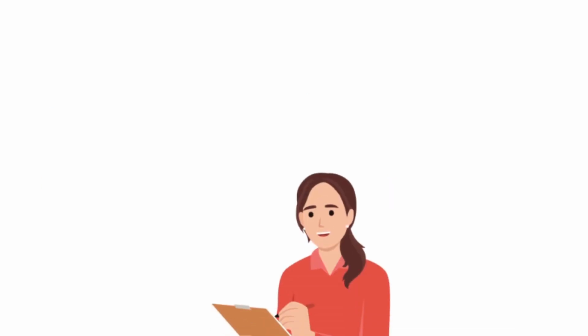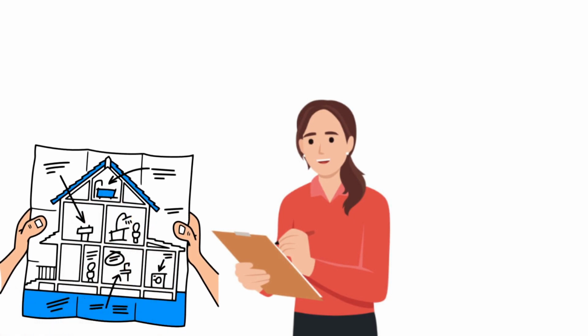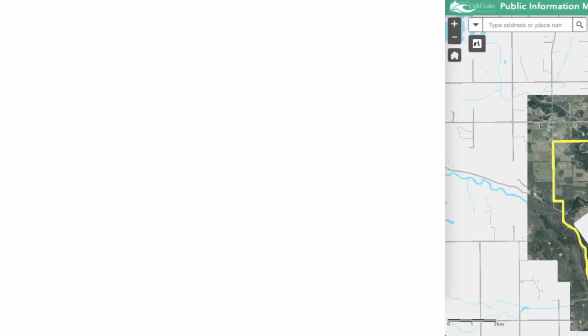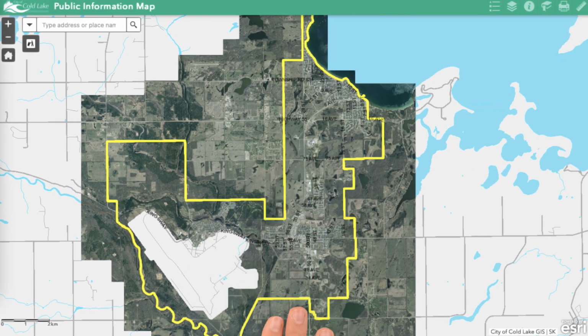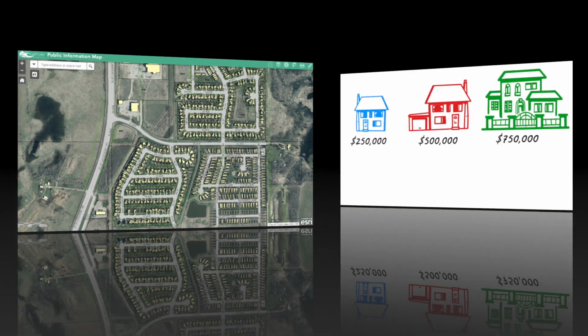But how are those values determined? The city contracts an independent professional assessor who uses established standards to determine market values for each property. Assessment of residential property is based on land value plus the value of any improvements on the land. The public lands map on our city website shows the assessed value of properties in the community.